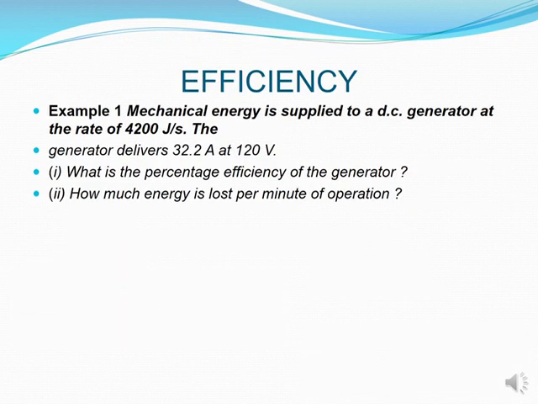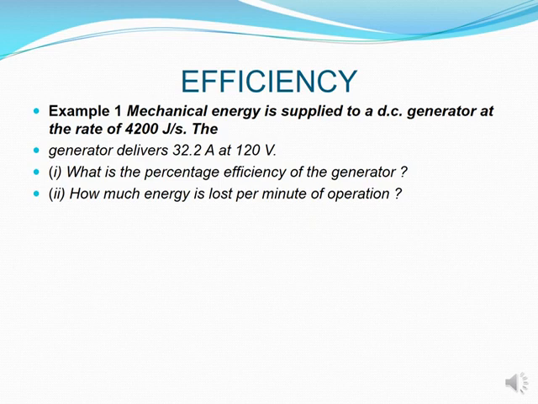So now that we've looked at the different units, we're now quickly going to look at one example where we're calculating the efficiency. So here you've got a mechanical energy that is supplied to a DC generator at a rate of 4,200 joules per second, and the generator delivers 32.2 amps at 120 volts. So the first question they ask is, what is the percentage efficiency of your generator? And then after that, how much energy is lost per minute of operation?